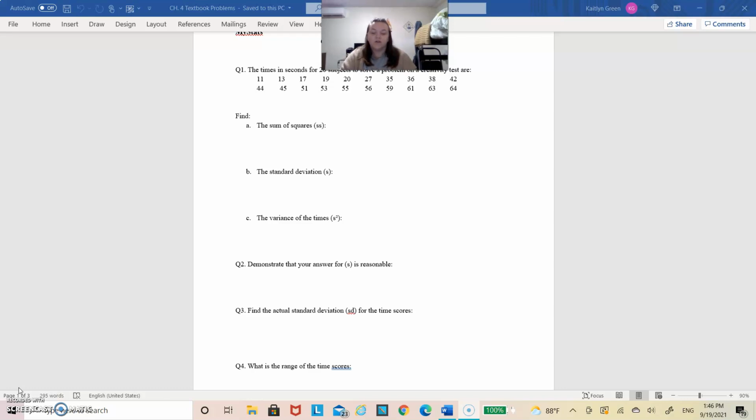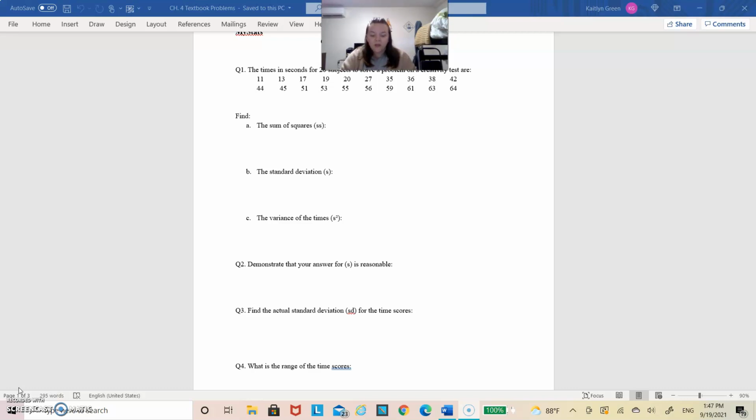Moving on to B, after that mouthful, we then found the standard deviation, which means that we are going to use the equation S equals the square root of the sum of squares divided by n minus 1. And so to set that up, I took S equals the square root of 5,872.95 divided by 20 minus 1, and I got the value 17.58.